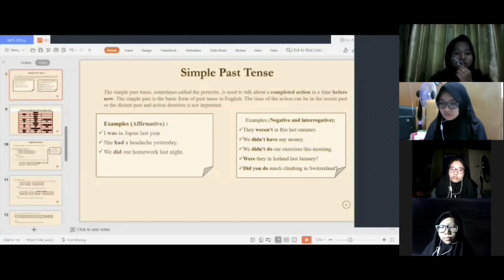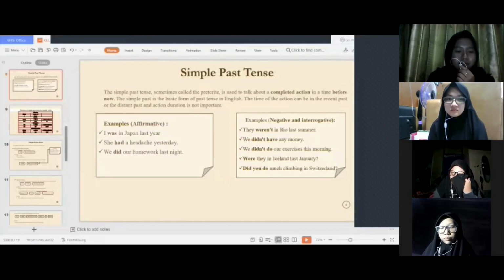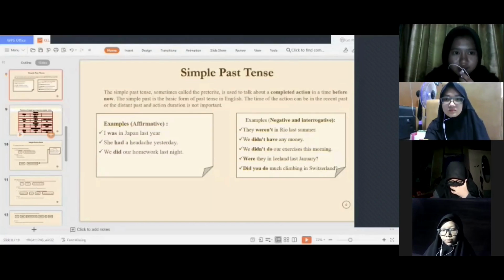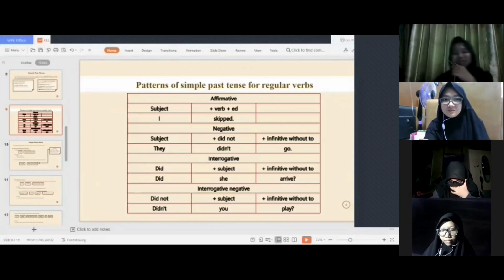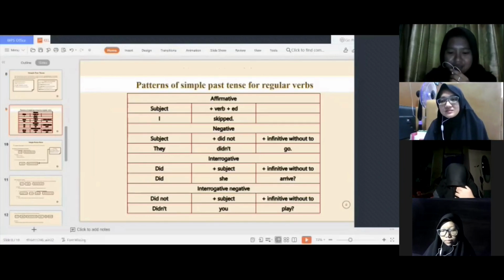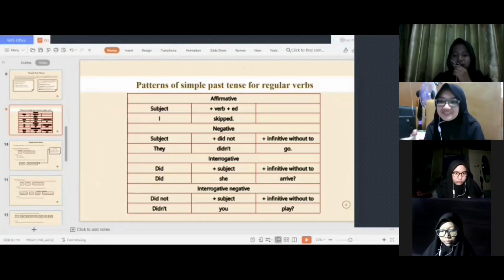Example negative: We didn't have any money. Example interrogative: Were they in Iceland last January? Next slide. Well, I will explain how to formulate the simple past tense.